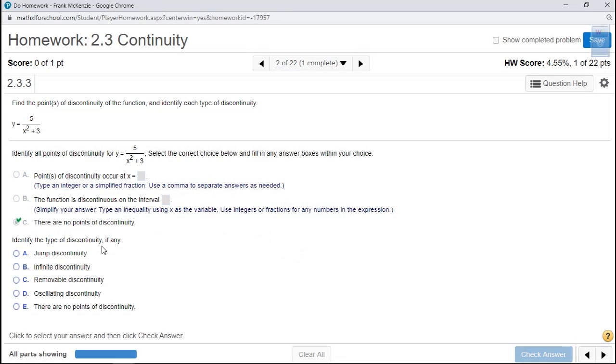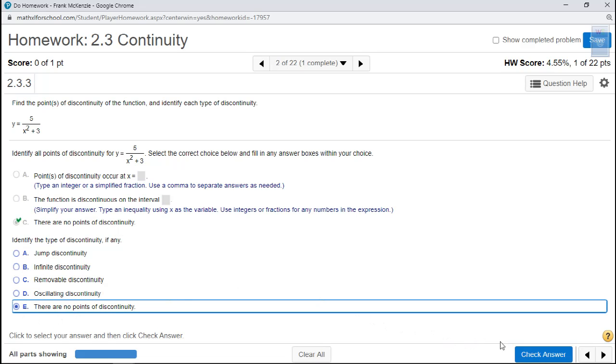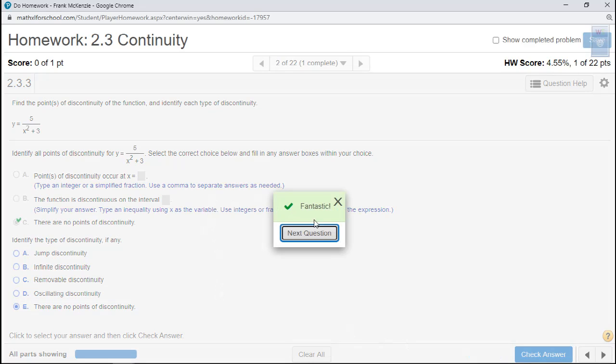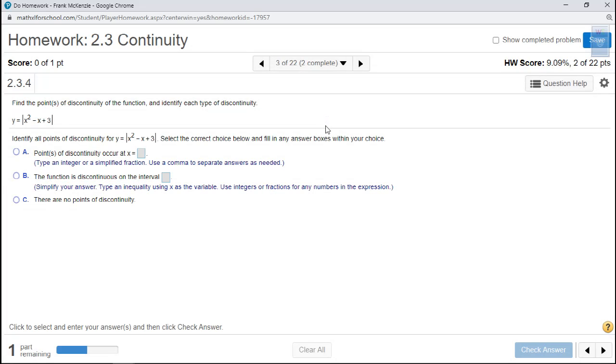And the type of discontinuity, well, if it doesn't have a point of discontinuity, it doesn't have a type of discontinuity. All right, so the next few are going to be the same type. You just have to think about what you're doing.